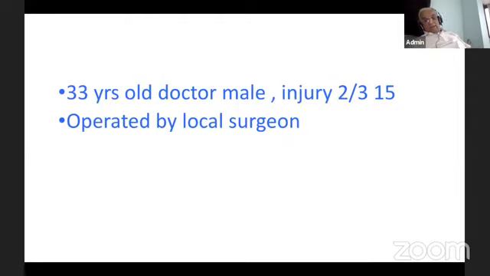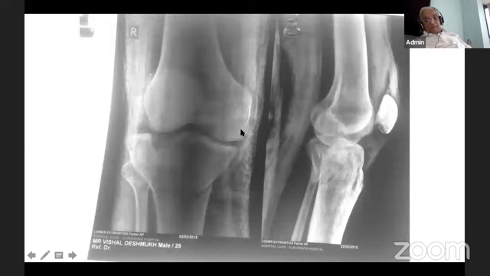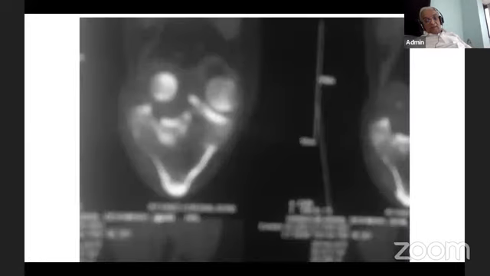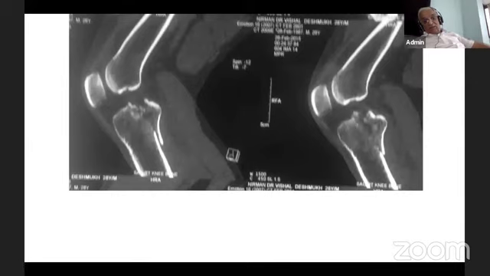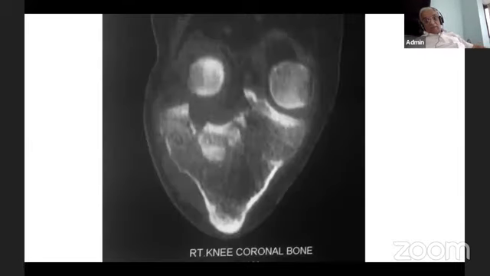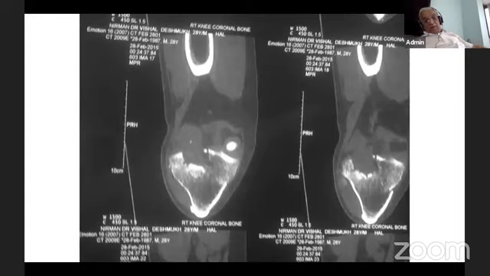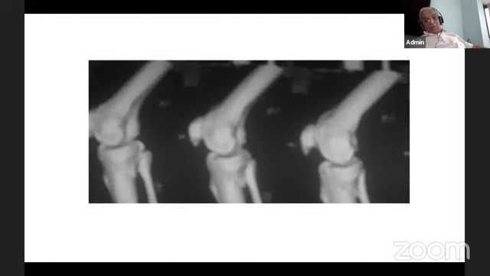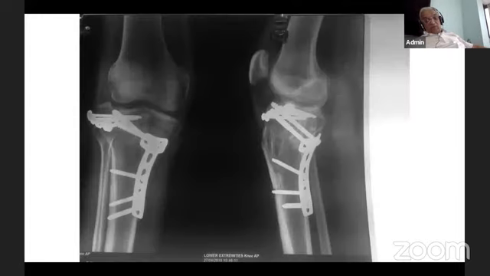This is the last case I show because my time is up now. This is a 33-year-old male doctor, injury to three, operated by a local surgeon. This is how the fracture was. He had these depressed fragments and everything. He had seen this before surgery. But this is how all these things were there. And in spite of seeing this, he just fixed it up.